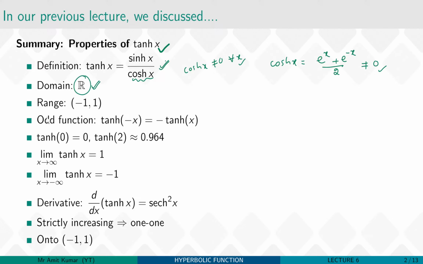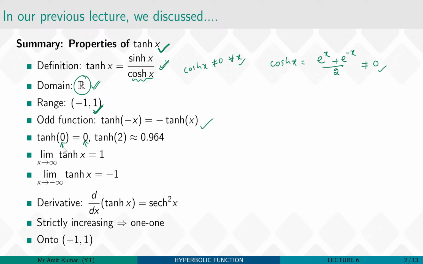What is the range of tan hyperbolic x? Basically, this is the interval -1 to 1. In our previous lecture, we discussed this in detail. Go to the previous lecture and watch it. Next, tan hyperbolic x is an odd function. So tan hyperbolic of minus x is equal to minus tan hyperbolic x, and when we find the value of tan hyperbolic x at x equal to 0, we get this value is equal to 0.